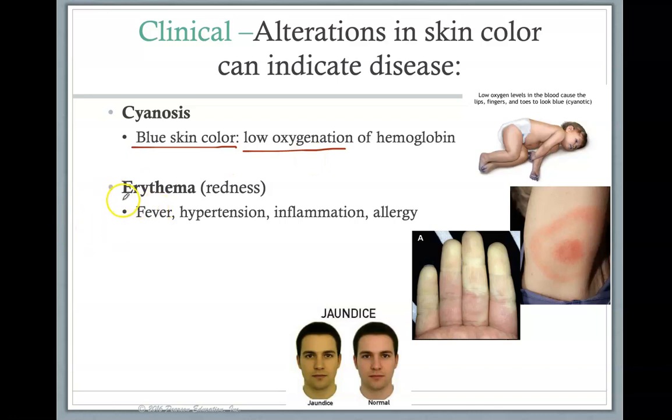Then we have erythema, which is just basically redness. Oftentimes when we have erythema, it's just due to maybe you have a fever and so your face looks flushed, or you have some type of inflammation. In this case, this is due to a tick bite, and this kind of ring formation that you see in the erythema here is oftentimes an indicator for Lyme disease. So, something important to know about.